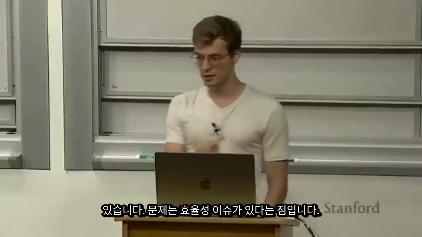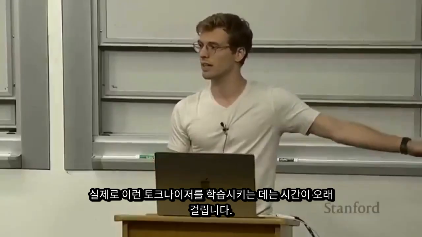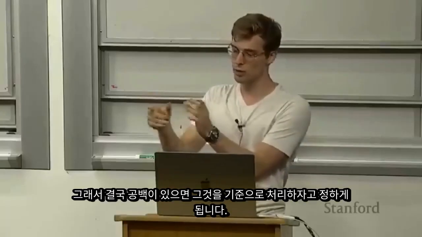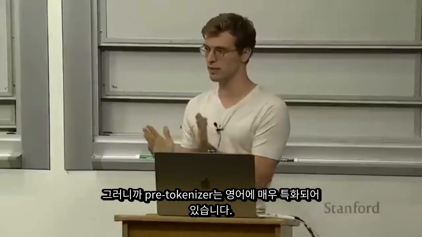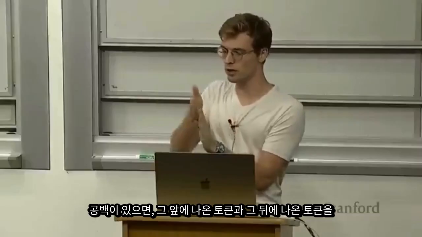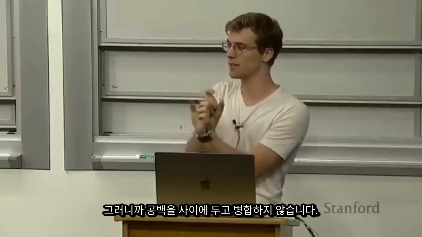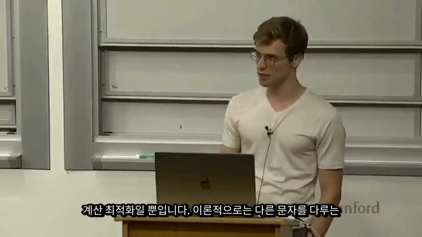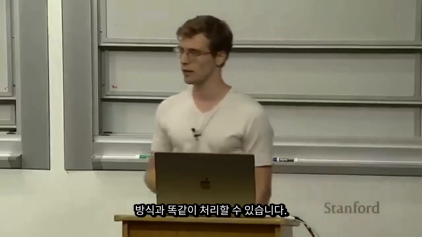The problem is that there's an efficiency question. Training these tokenizers takes a long time, because you have to consider every pair of tokens. So what you end up doing is saying, if there's a space, and pre-tokenizers are very English specific, we're not going to start looking at the token that came before and the token that came afterwards. So you're not merging in between spaces. But this is just a computational optimization. You could theoretically just deal with it the same way as you deal with any other character.